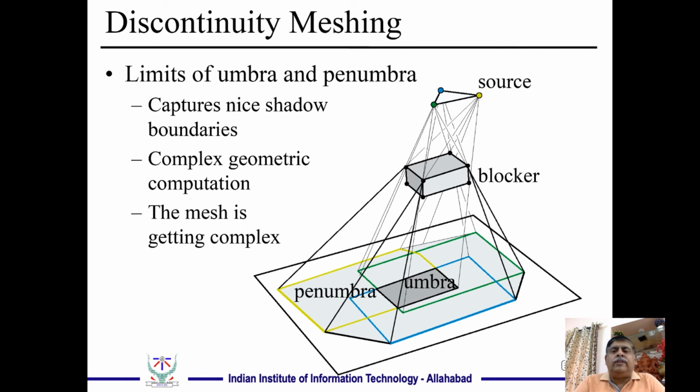The intersection of all three surfaces is the umbra, and the union of all of them is the penumbra, which is formed for an extended source. So the limit of umbra and penumbra captures nice shadow boundaries, but it is a complex geometric computation. The mesh is getting complex.